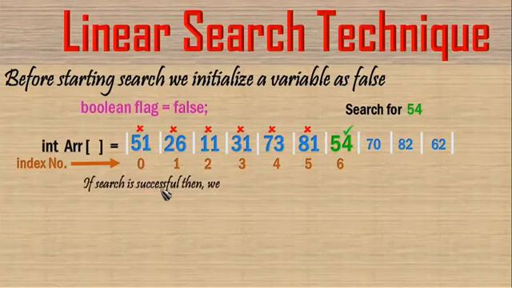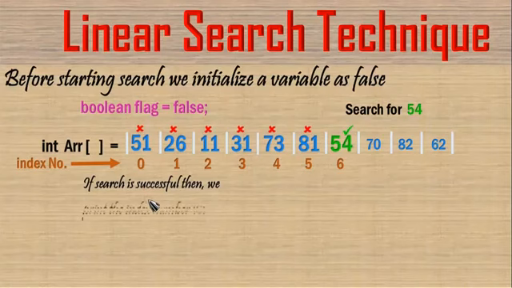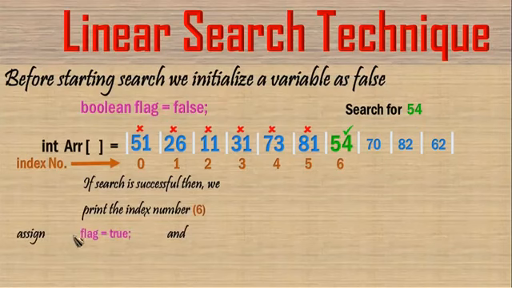When the search is successful, then we print the index number of the element which is available. And then we assign that flag as true. When the search is successful, we don't need to check the rest of the elements. So, what we do? We break using the break statement.